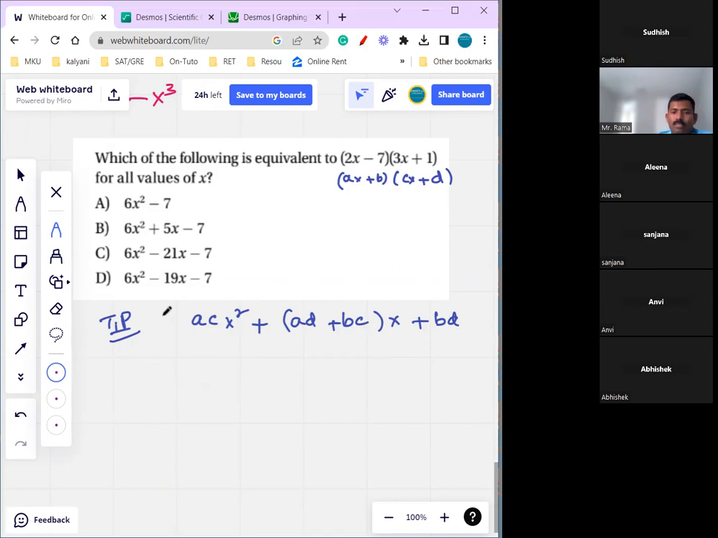So let's say I have the same question in this case. First thing is I have AC. The AC means this and this. That's 6x squared.